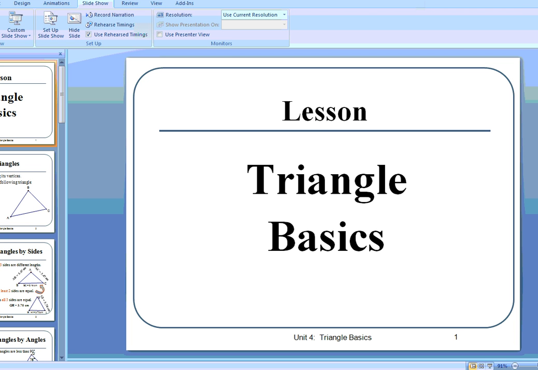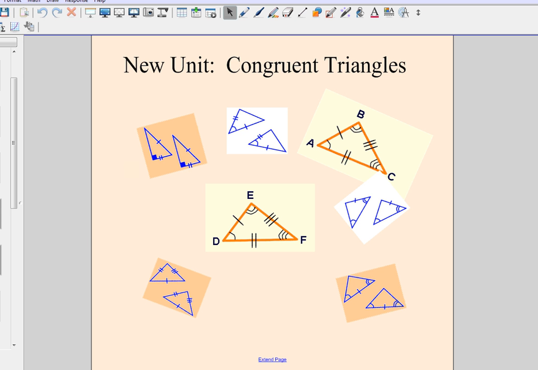And that is it. So you have that sheet to work on for homework, and we will continue with our discussion of congruency tomorrow. Have a wonderful evening.